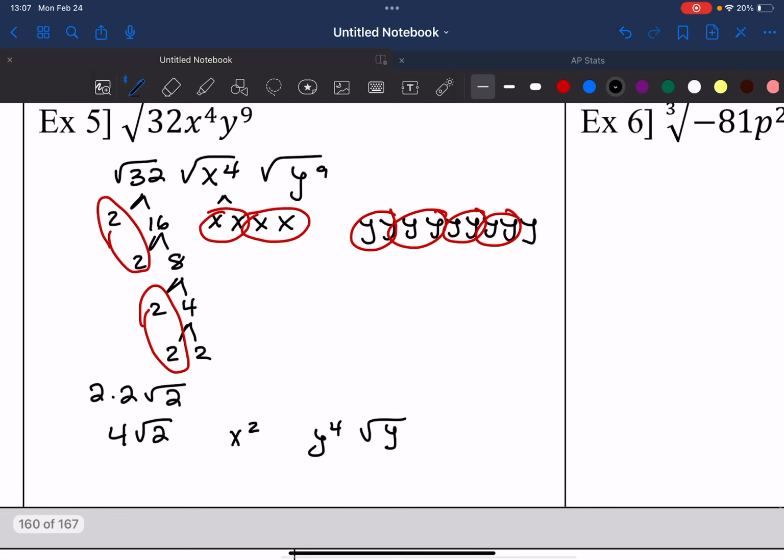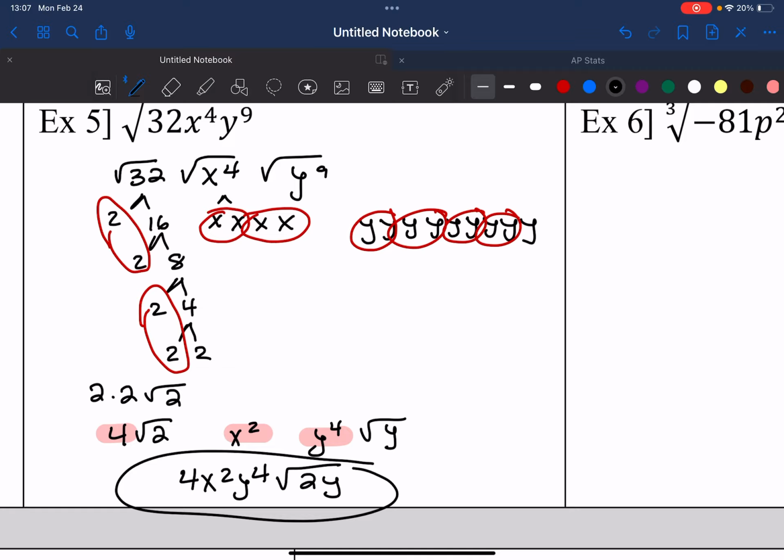So if I was to combine my answer, I take all the numbers that are on the outside, so 4, x squared, y to the 4th, and I'm going to put them together. 4x squared y to the 4th, and then everything that is left under the radical, I'm going to combine it. So 2 and y is the square root of 2y, and this is my answer.